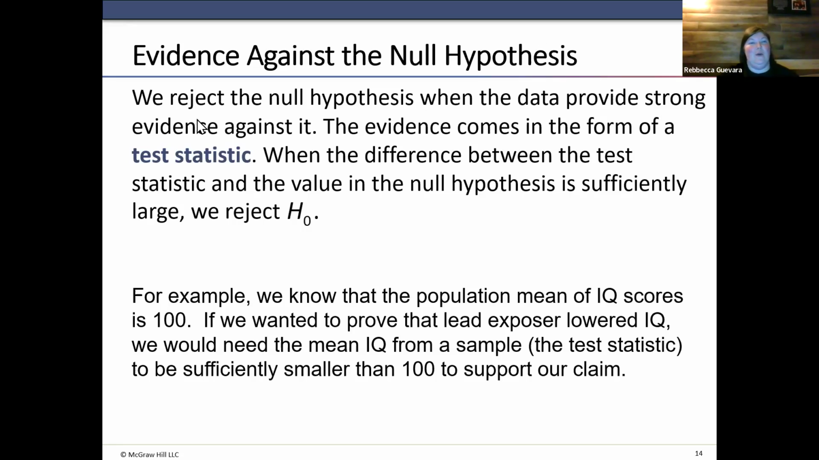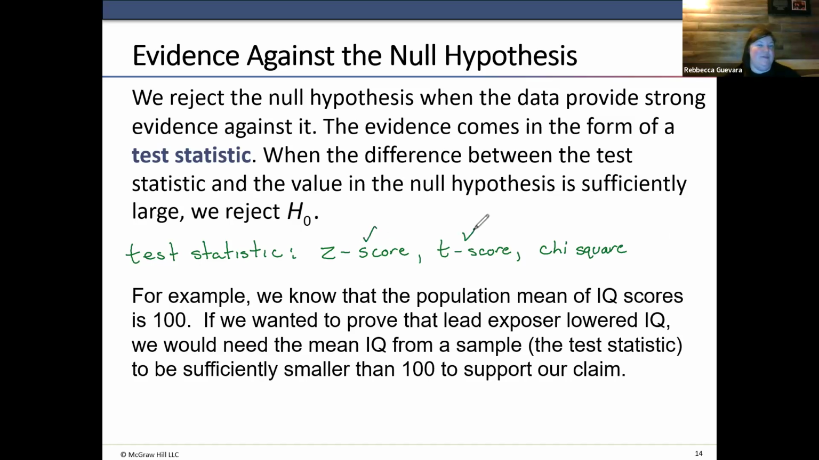So we reject the null hypothesis when the data provides strong evidence against it. The evidence comes in the form of a test statistic. Like I said, there are various test statistics. For us, for the most part, it's either going to be a z-score, a student t-score, and something called a chi-square. So these are usually the common test statistics that we talk about, and these are the ones with the big focus that we've already seen.